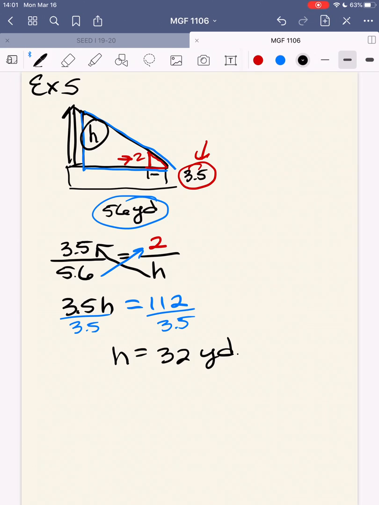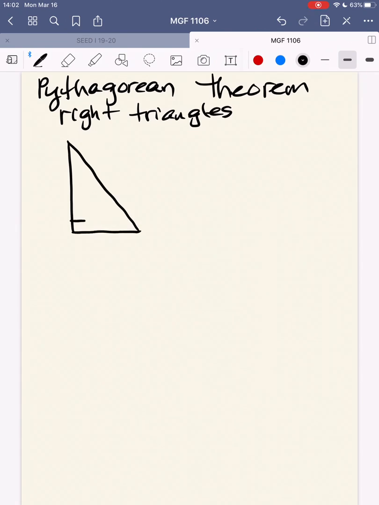Okay. The last piece of 10.2 is something called the Pythagorean theorem. The Pythagorean theorem only works with right triangles, which means we have to have a 90-degree angle involved. So if I have a right triangle, there's my 90-degree angle, and we got a formula.